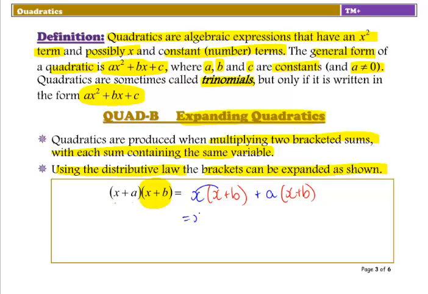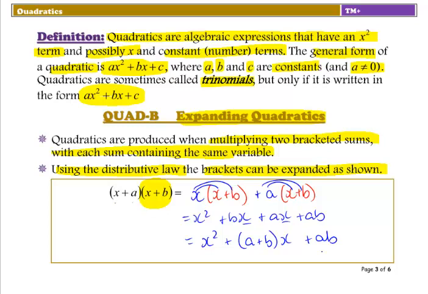x times x, x squared, x times b is bx, a times x is ax, a times b is ab. So I've got x squared, I have one x term, so I can write that as factorised, and then I have my constant.